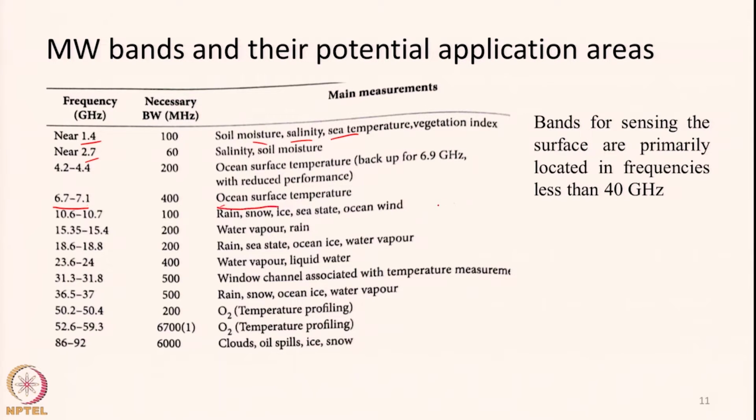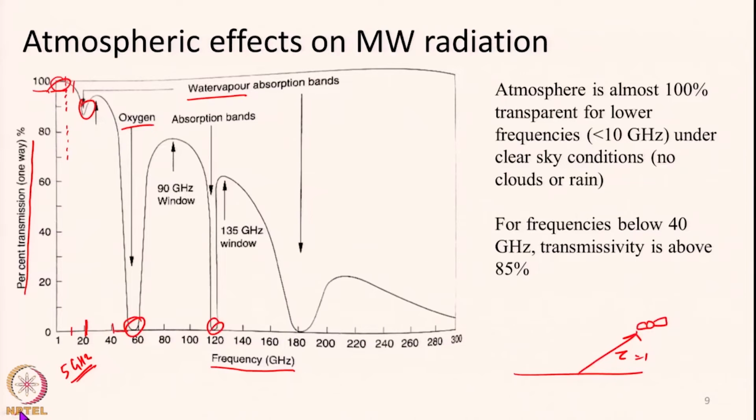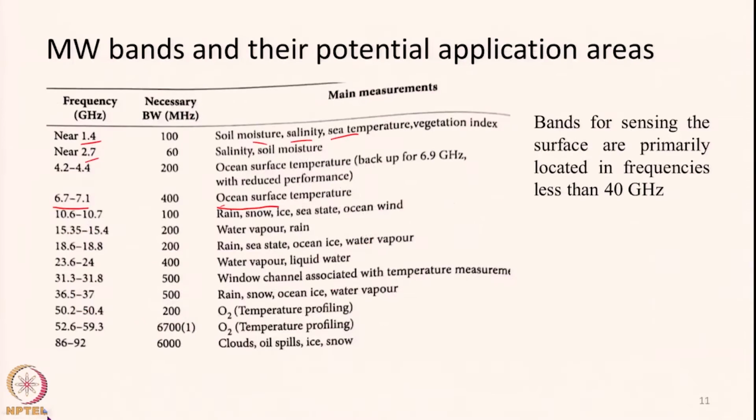The bands which are close to these atmospheric absorption bands, say something around this 50 gigahertz, around this 100 gigahertz, those frequencies are basically used for observing the atmospheric components like oxygen or water vapor and all. You can see here the specific wavelength around this 50 gigahertz, which has an oxygen absorption band, is helpful for knowing the oxygen constituent in the atmosphere, O2, and for temperature profiling. Something around this 90 gigahertz is for understanding clouds and so on.